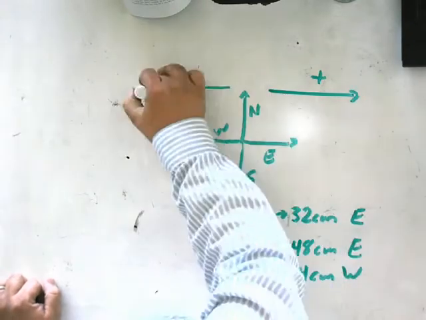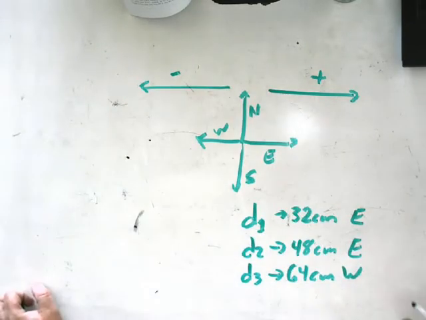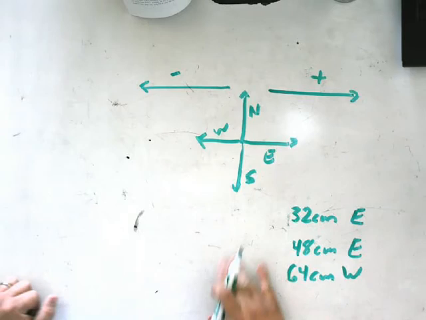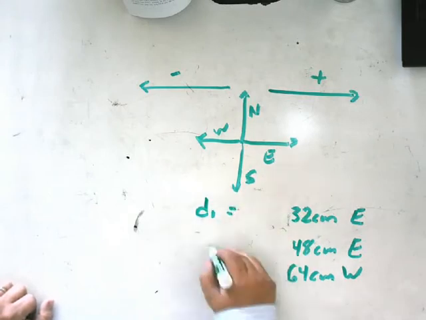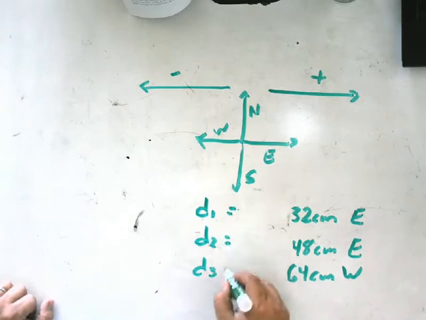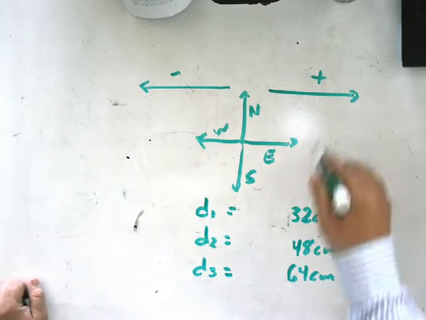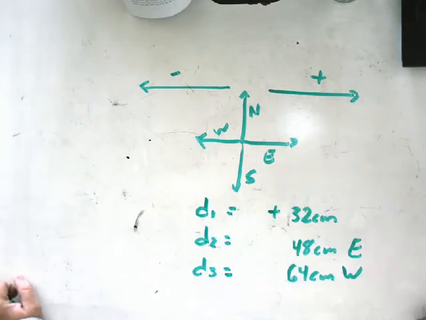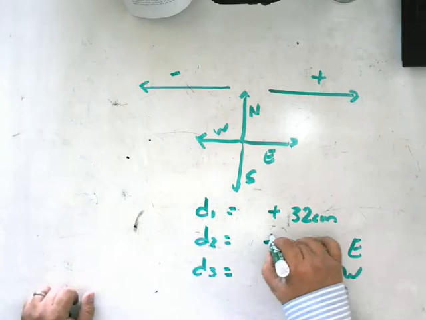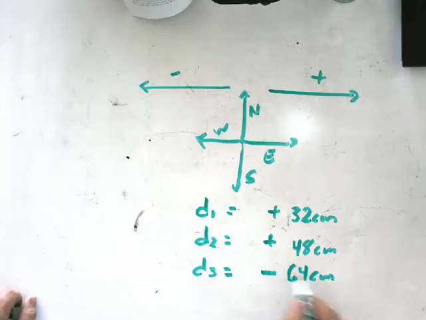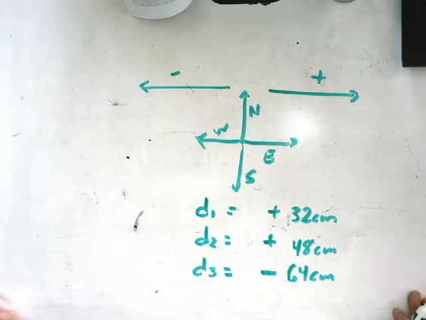So, looking over really quick, D1 is equal to 32 centimeters east. I'm going to get rid of the east sign and just say that it's a positive 32 centimeters. D2 is another positive 48 centimeters east, and then lastly D3 is 64 centimeters due west, so negative 64. Now, my total displacement is going to be the sum of all these.